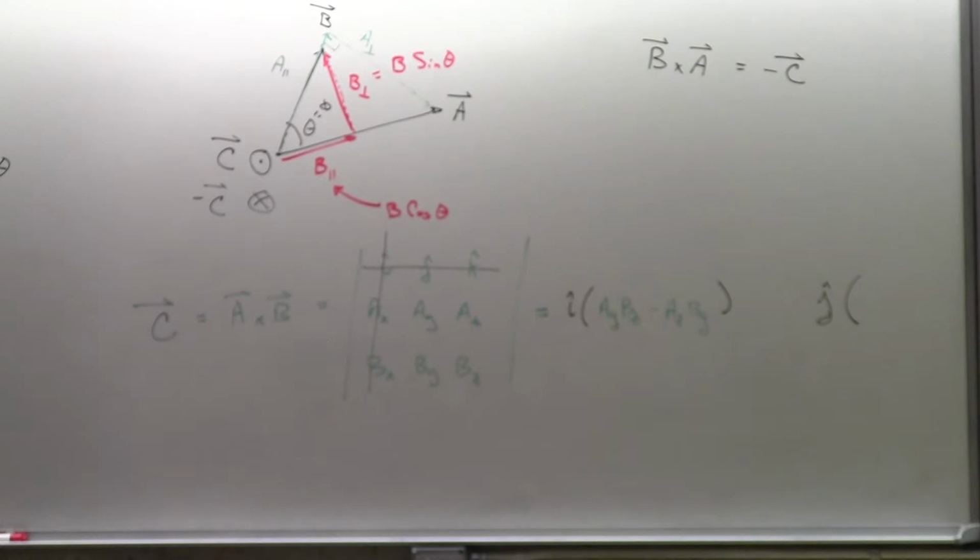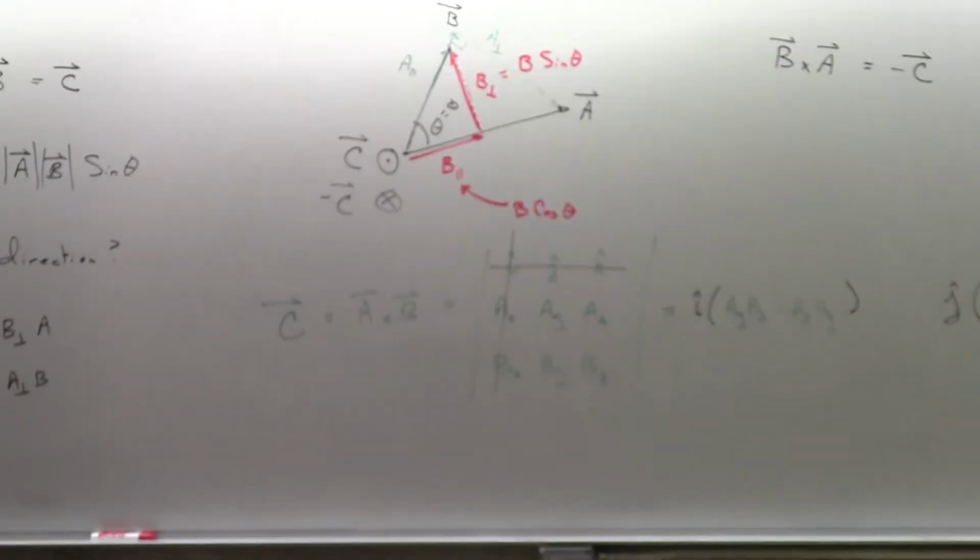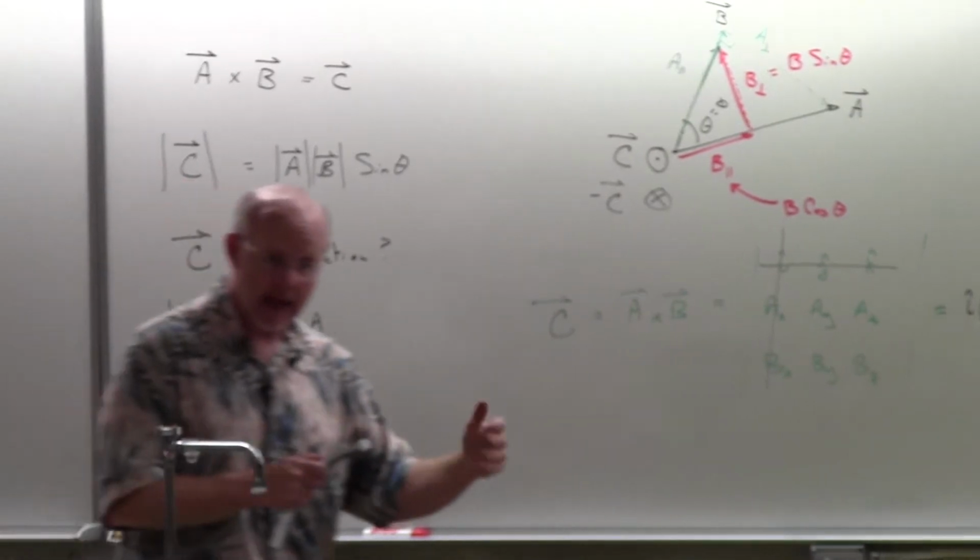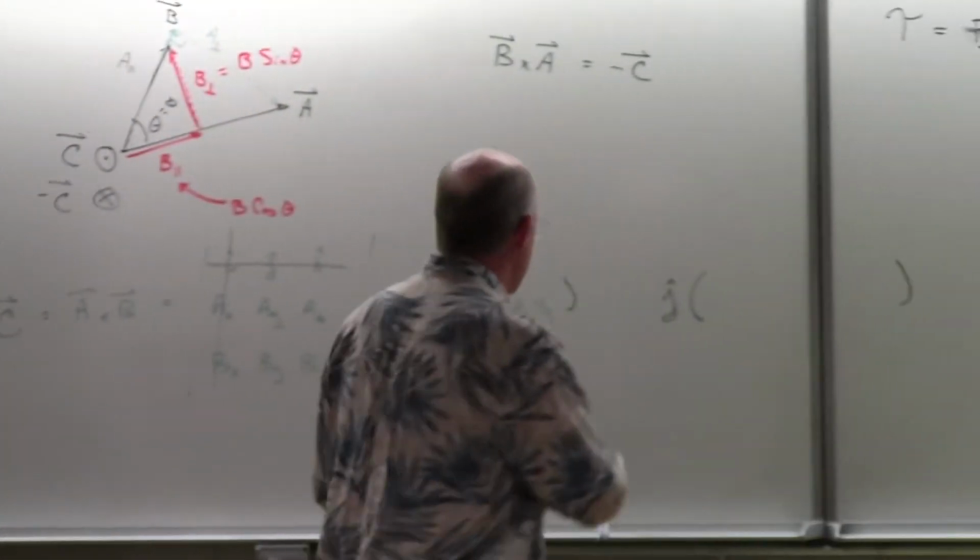So you can see that the cross product is certainly more complicated than the dot product, because the dot product just ends up with a scalar. That's it, one number. But a cross product ends up with a vector. So we have to have an I hat, a J hat, and a K hat. We have to have all three components. So let's go to the J hat.